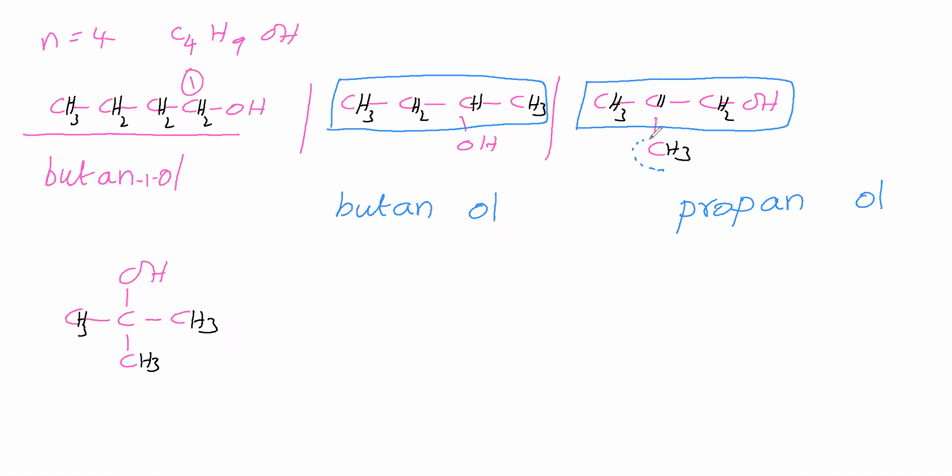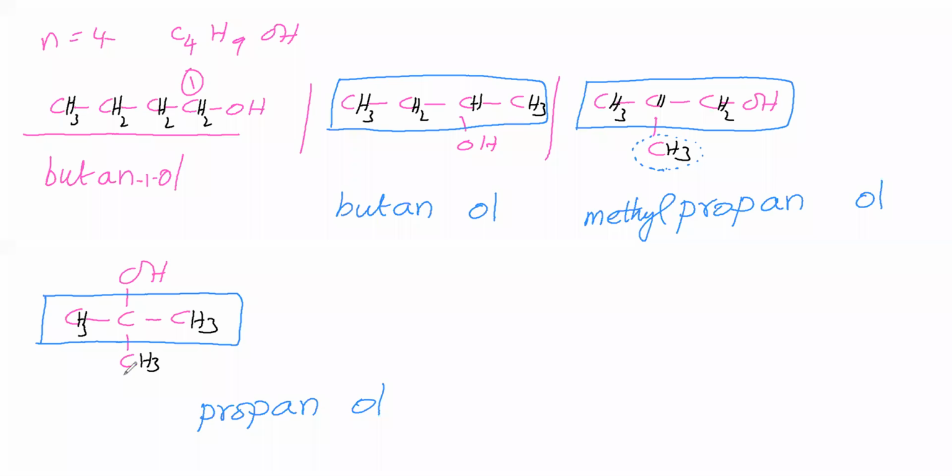Now this CH3 is not in the parent chain. Therefore, it is a branch. The branch name is methyl. Then here we select the parent chain like this. The parent chain contains 3 carbon atoms. Therefore, primary suffix is en. Secondary suffix is ol. This CH3 is not in the parent chain. Therefore, we have to say this CH3 is a branch. The branch name is methyl. Okay, we said names for this.